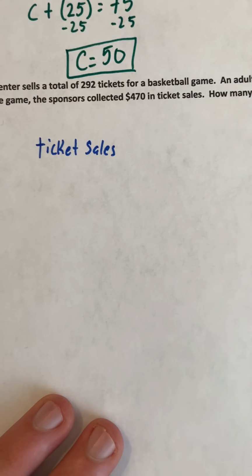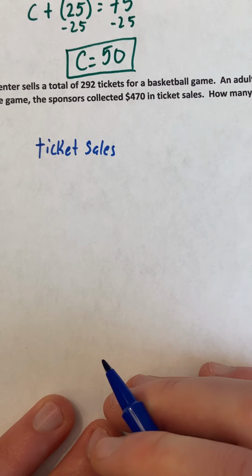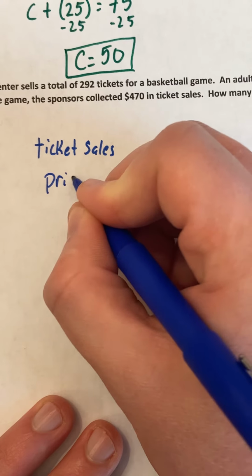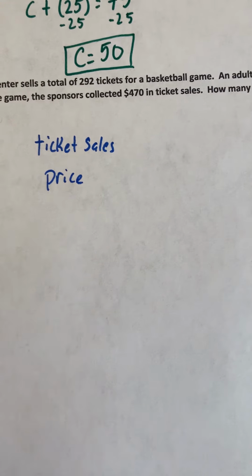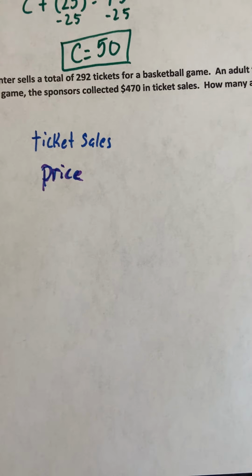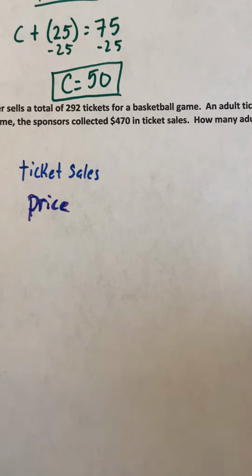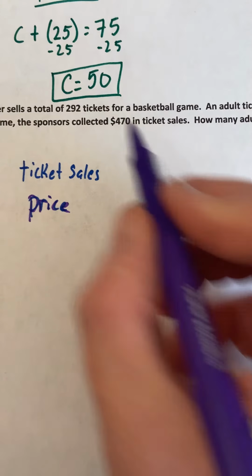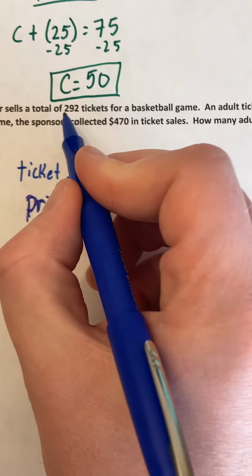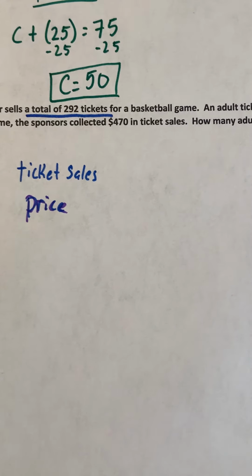Okay, so we're going to write an equation for ticket sales, but it also talked about price. Oh, let's use a different color there. Also talked about price. All right, so the very first sentence says, suppose your community center sells a total of 292 tickets to the game. Everything else talks about price. So this is the only thing that is represented by the amount of tickets. A total of 292 tickets. So it's telling you a total.